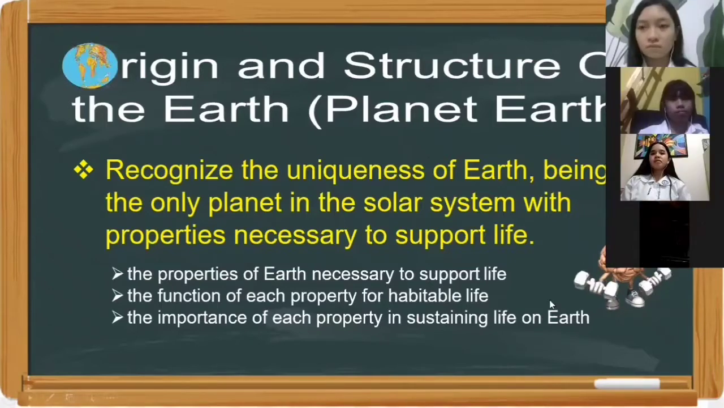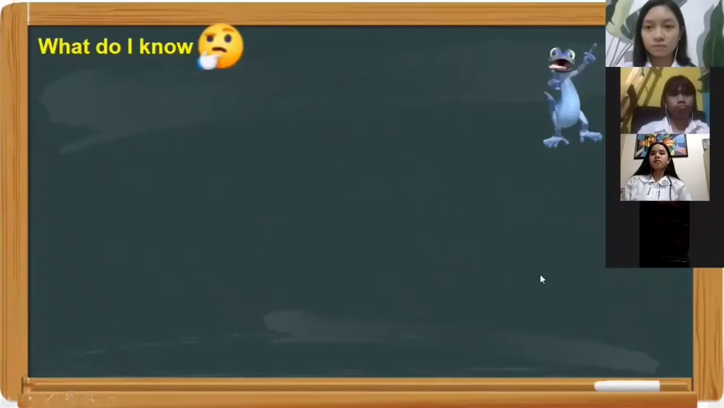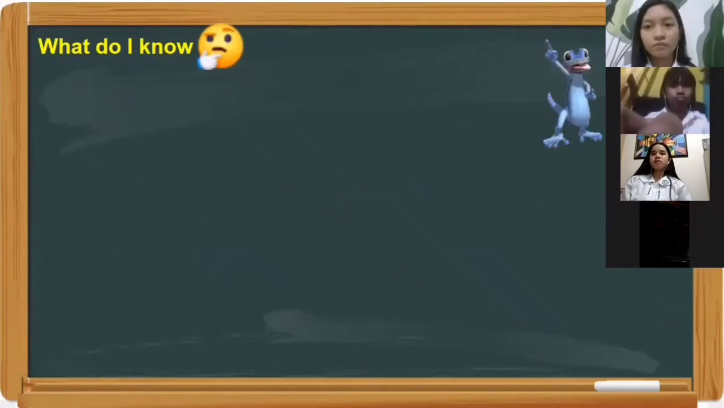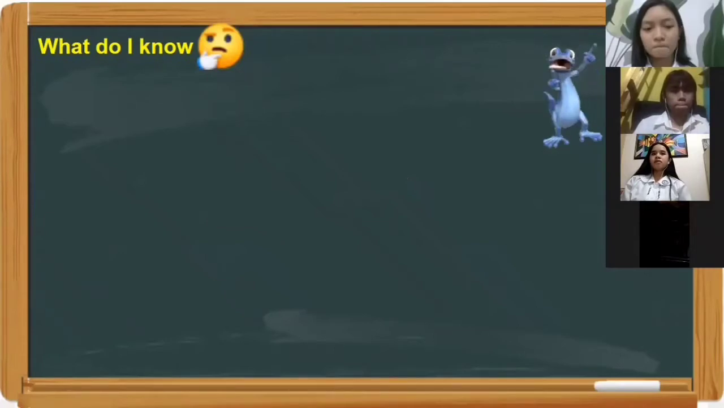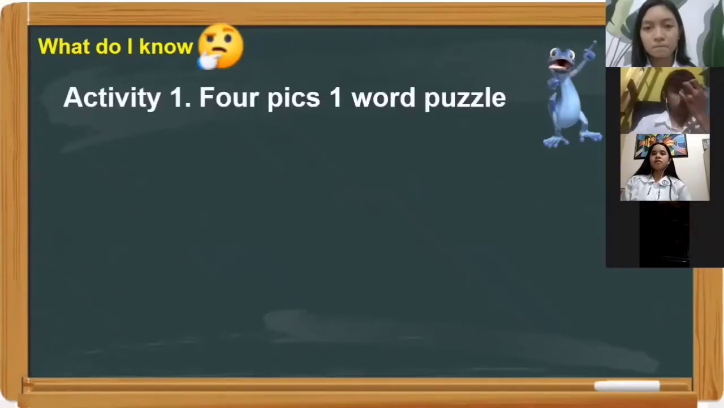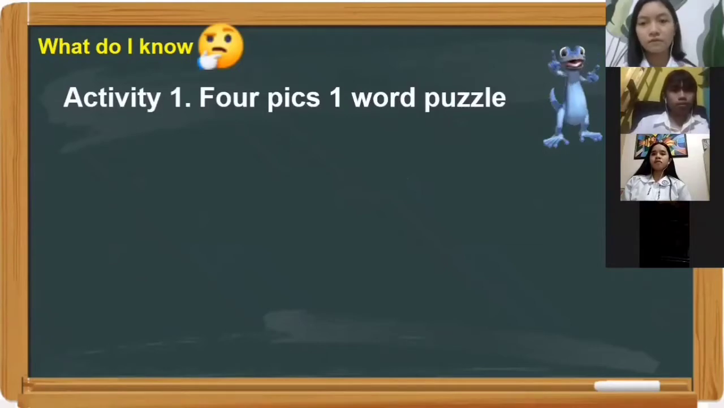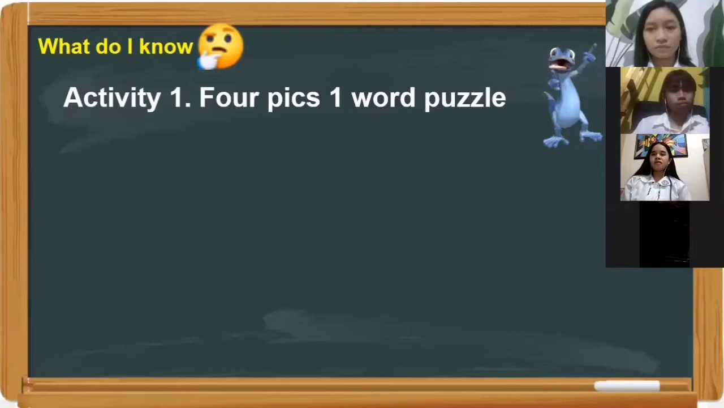Okay? Let's proceed. What do I know? So, what do you already know about Earth Science? Let us have this Activity Number 1, 4 Pics, 1 Word puzzle. I have 5 puzzles here, and I will ask somebody to answer each puzzle. 4 Pics, 1 Word puzzle.